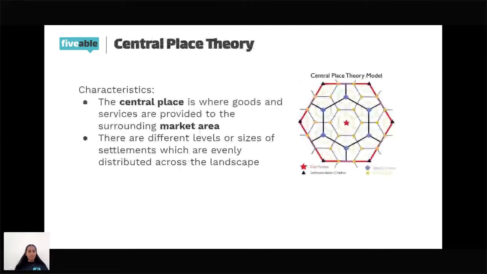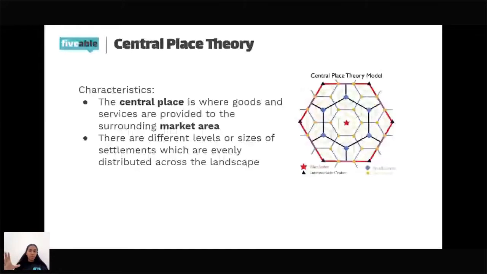So the central place theory, it's shown in that picture on the right of the slide. And some characteristics is that there's a central place where goods and services are provided to the surrounding market area. So on this picture, the central place would be any of the dots or squares or stars that mark the center, and then the market area is the hexagon that surrounds the central place. And there are different levels or sizes of settlements which are evenly distributed across the landscape. So these little orange hexagons, that's the smallest level.